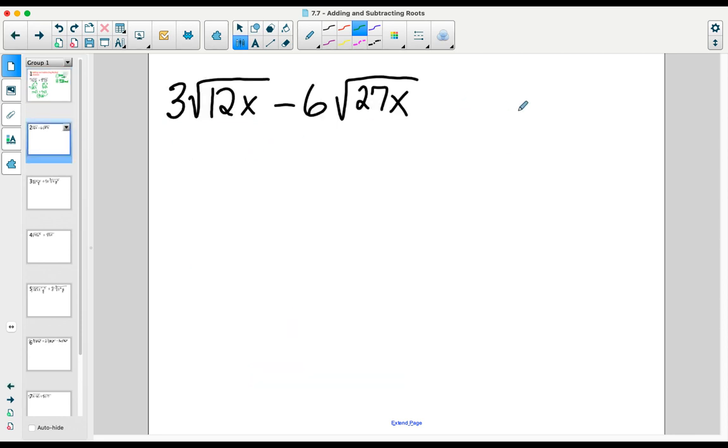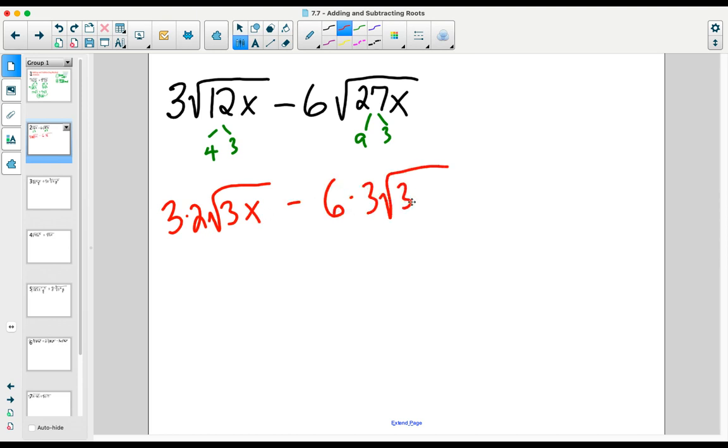Trying another one, slightly more complicated because it has x's in it, but that's not really going to change our work too much because the x is in both of the radicands already. So let's look again at those numbers that are on the inside. We have a 12 here, which we saw in the last example, factored to a 4 and a 3. There's our perfect square and our leftover. Same thing here, we're going to go 9 and 3. So here we'll have a 3 times 2 root 3x. And over here, we'll have a 6 times 3 root 3x.